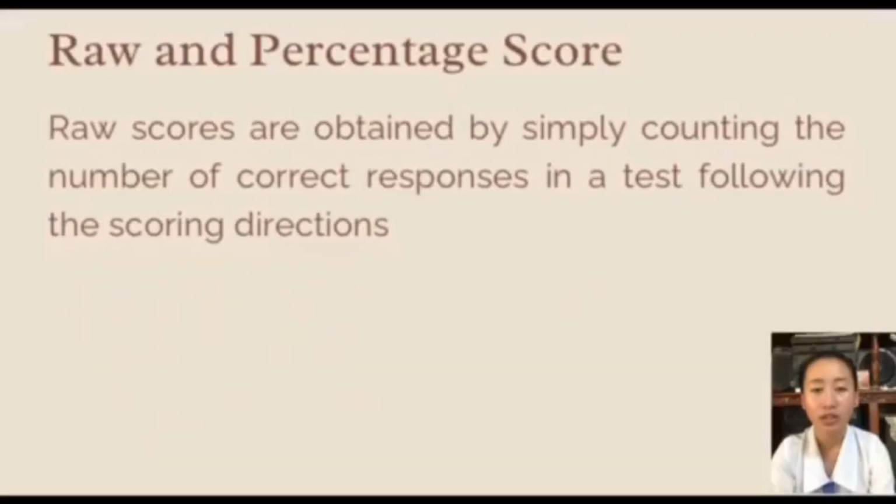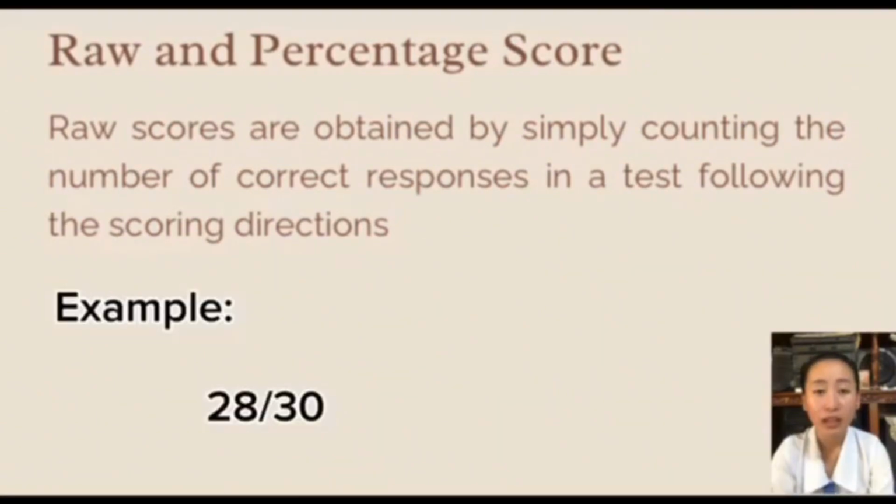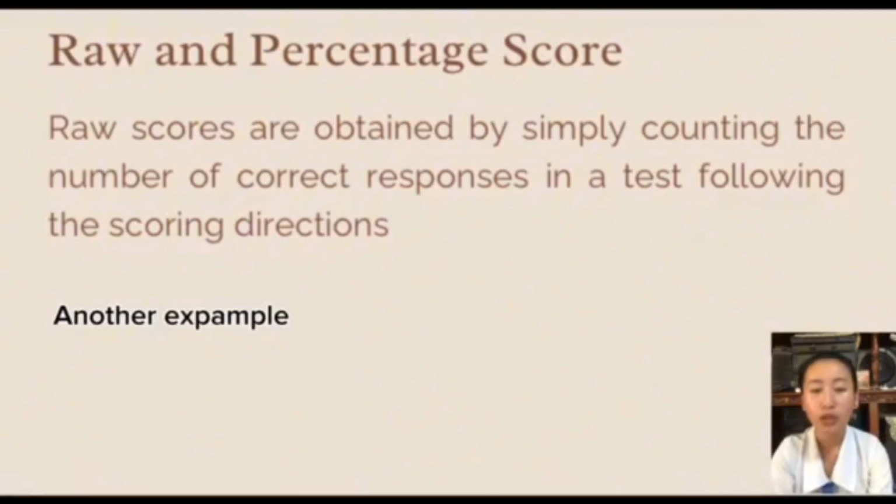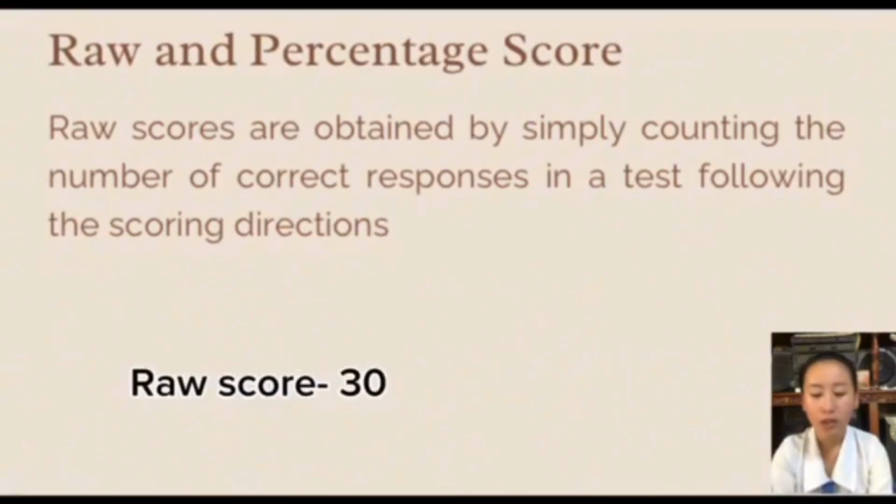Raw score. Raw scores are obtained by simply counting the number of correct responses in the test. For example, 28 over 30 and 36 over 50. Another example is that you took a test and got 30 out of 40 items correctly. Now your raw score is obviously 30. So this means you answered 75% of the test accurately.